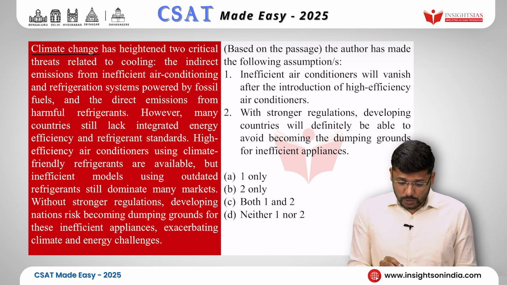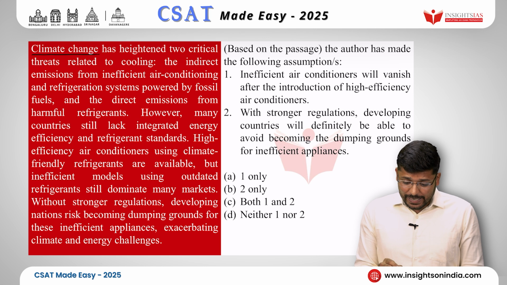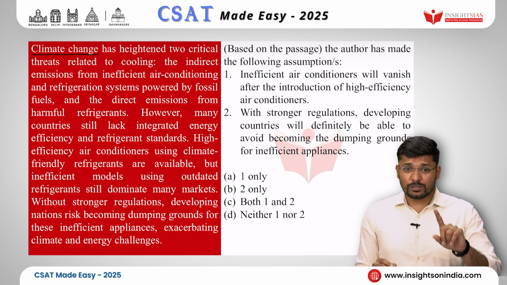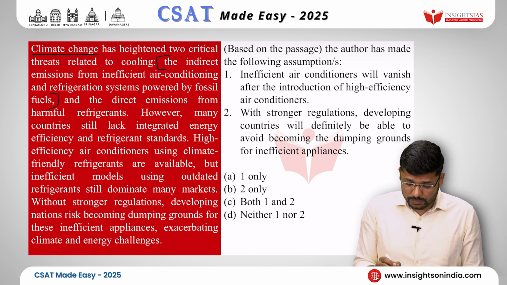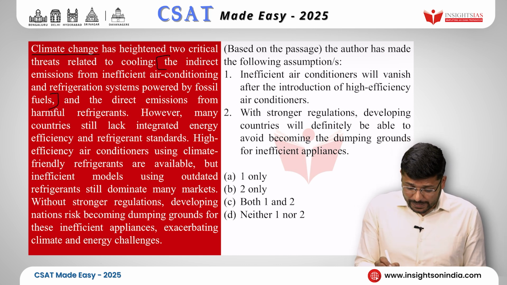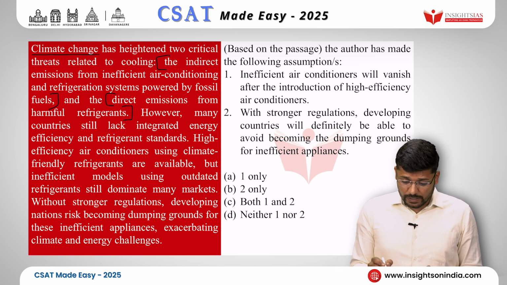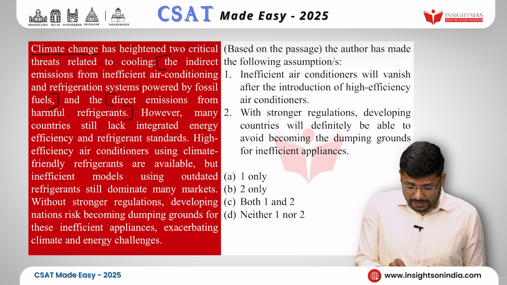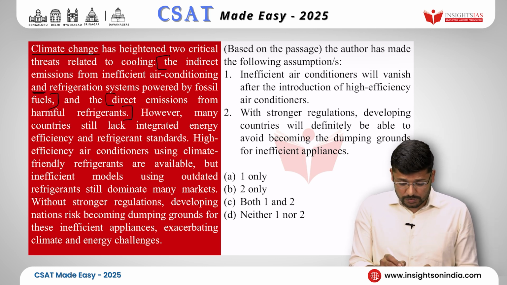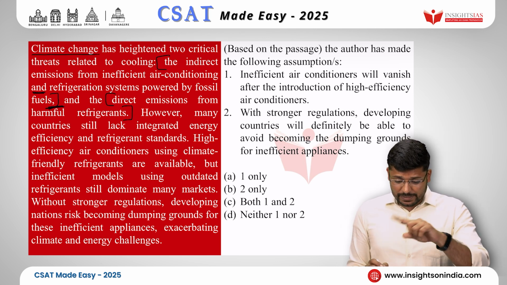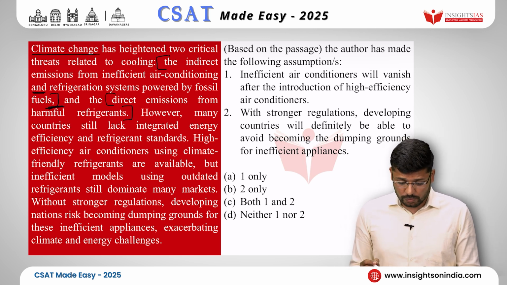Climate change has heightened two critical threats related to cooling: the indirect emissions from inefficient air conditioning and refrigerant systems powered by fossil fuels. These are not two threats actually, it is only one threat, because the second threat is direct emissions from harmful refrigerants. They have mentioned two threats, right? Even though there is the word and here, this whole thing is one, because they have differentiated by writing a comma here. So this whole thing is the first threat, and the second threat is direct emissions from harmful refrigerants.